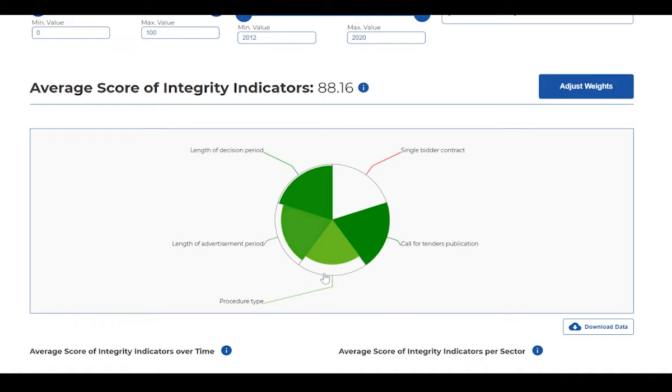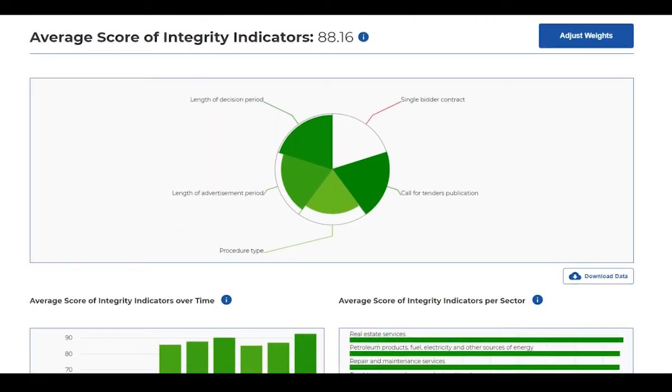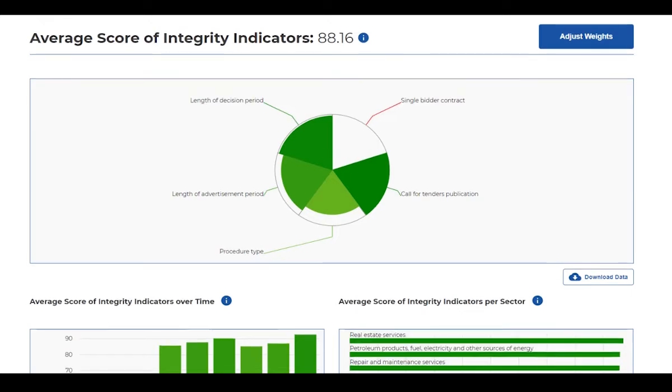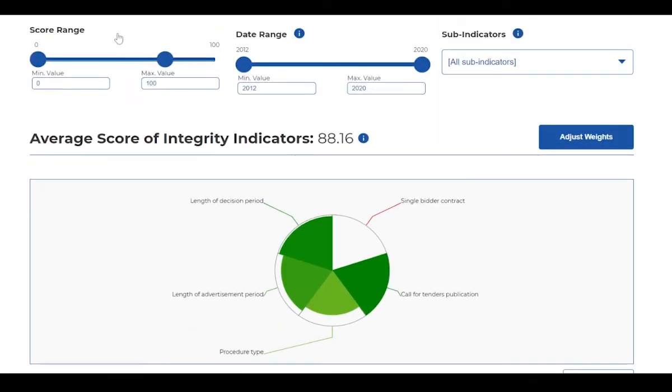You can also see whether the contract was published, what type of procedure was used, how long it took to decide on the winner, and whether there was only one bidder, which is a classic risk factor. Again, you can restrict the sample depending on what you're interested in. If you want to look just at the contracts with a low integrity score, say 50 or less, you can adjust the filters and then see how they're distributed across time and among sectors.